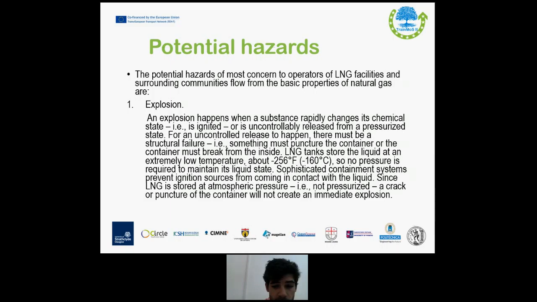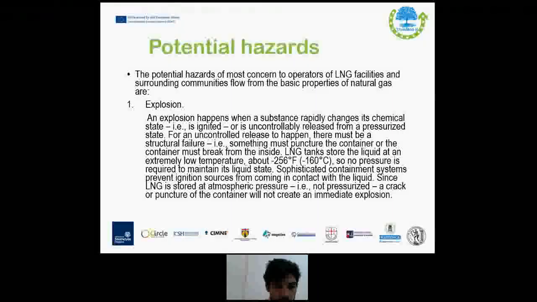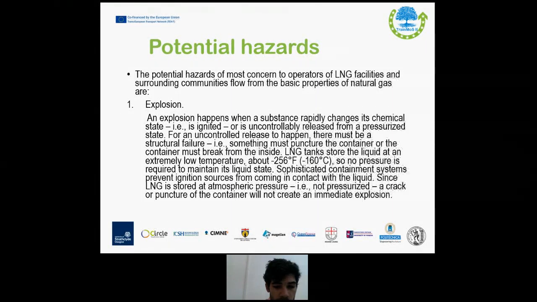LNG tanks store the liquid at an extremely low temperature, about minus 256 Fahrenheit or minus 160 degrees Celsius, so no pressure is required to maintain its liquid state. Sophisticated containment systems prevent ignition sources from coming in contact with the liquid. Since LNG is stored at atmospheric pressure, in other words, it's not pressurized, a crack or puncture of the container will not create an immediate explosion.